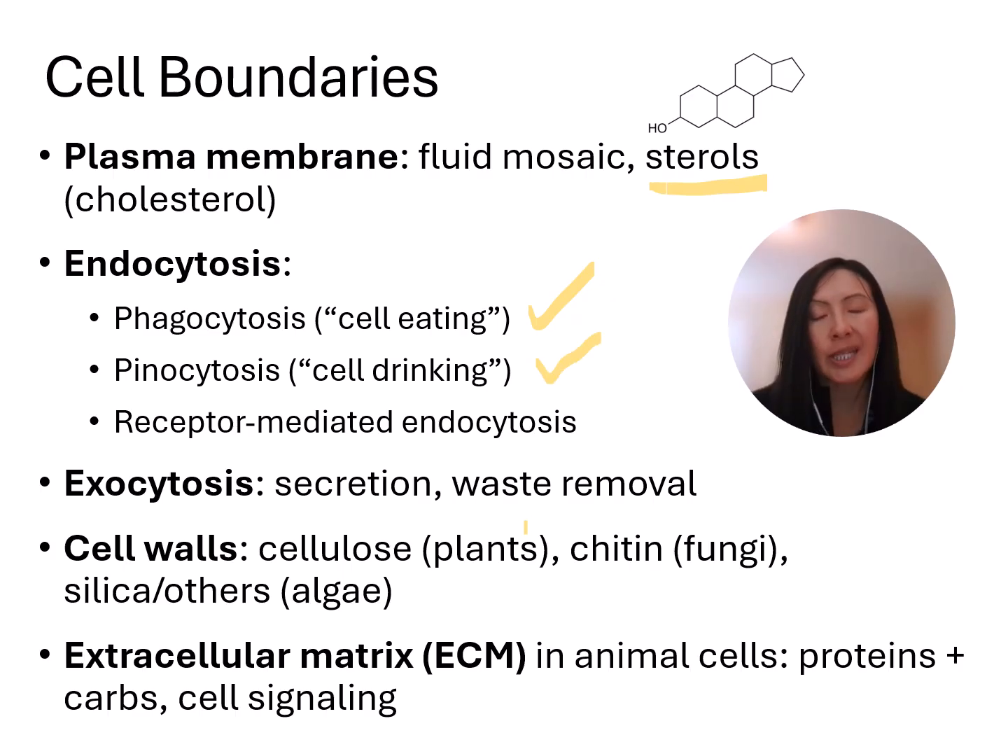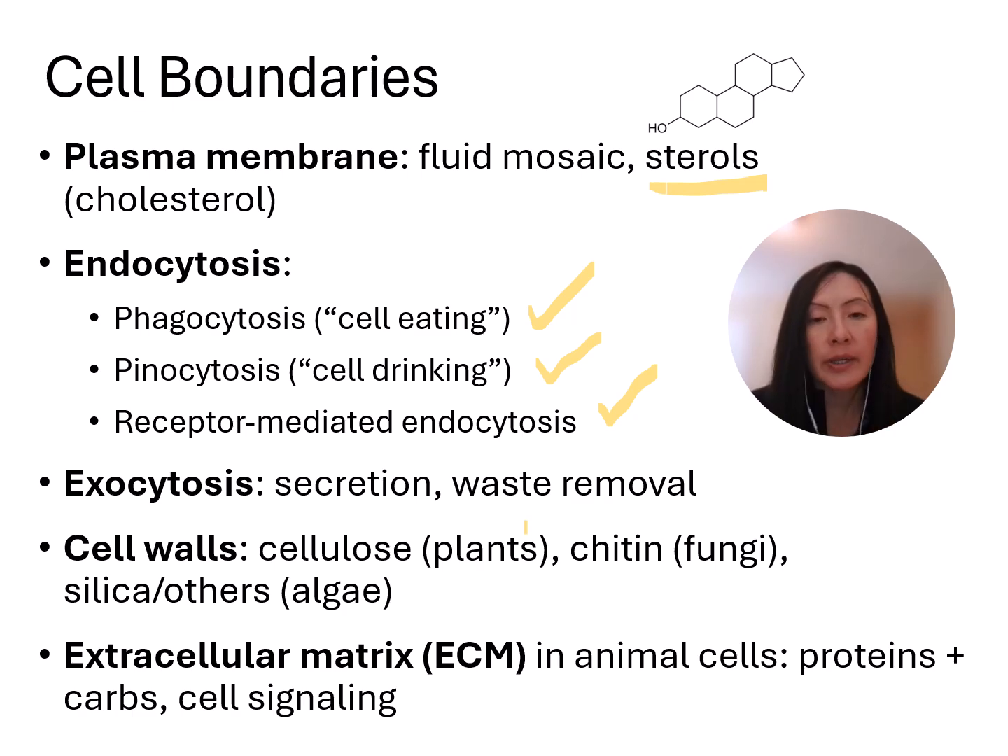Pinocytosis is when you're bringing in small solutes or liquids, cell drinking. Or receptor-mediated endocytosis. This is when a substance has to bind to a protein on the surface of the membrane, and then the membrane will invaginate and take the substance in. Molecules or things can be released through exocytosis.